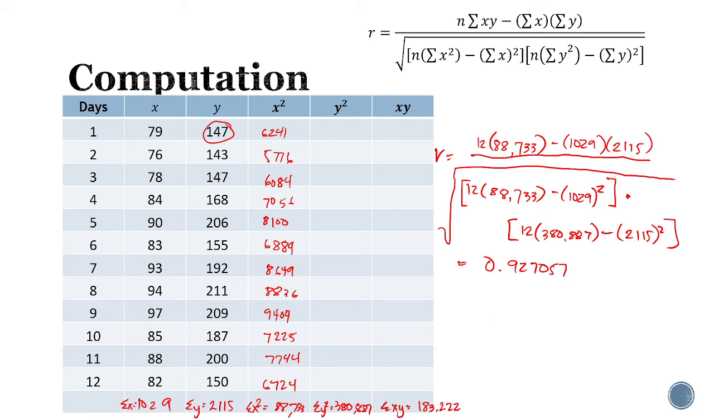927,057, and so on. Basically, you can just write that as 0.93. And positive 0.93, we will have here a positive high correlation, and that is also a high relationship. Should be very high yata ito dun sa natin. So that is very high.